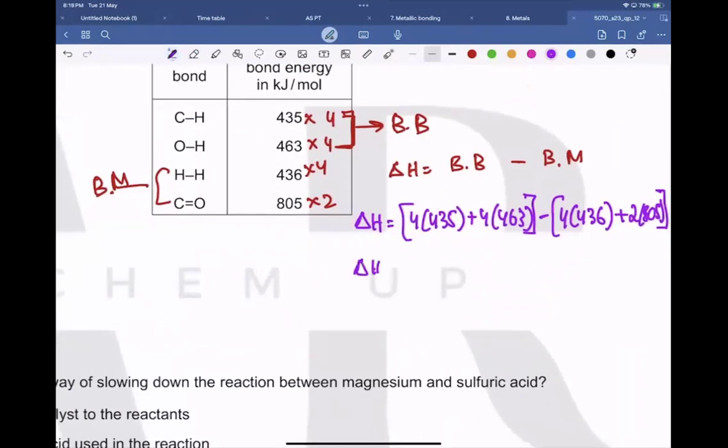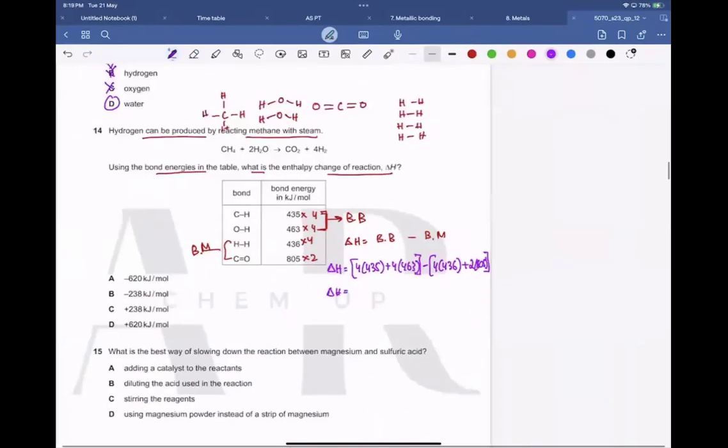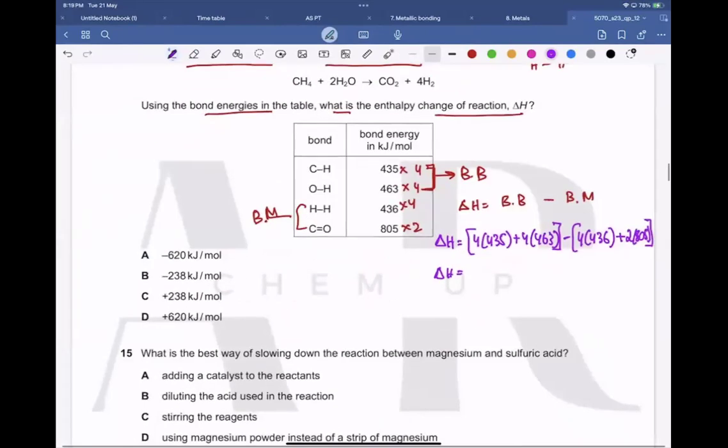Can anyone calculate and tell me the answer, please? Okay, it is positive 238. So if it's positive 238, that makes C correct. So A, B, and D go wrong, and C is the correct answer. Is this understandable to all of you?